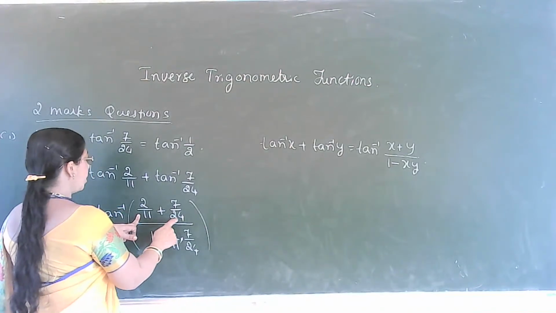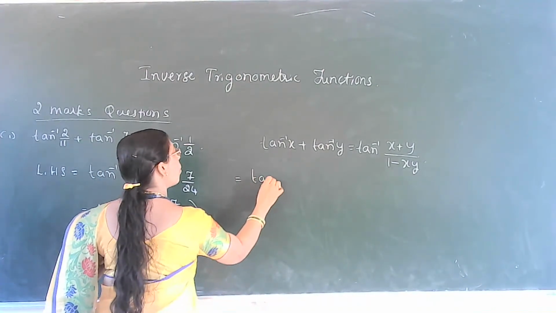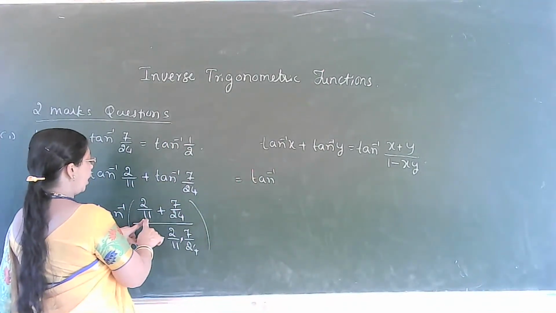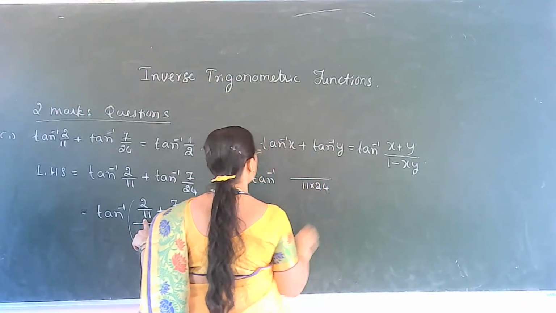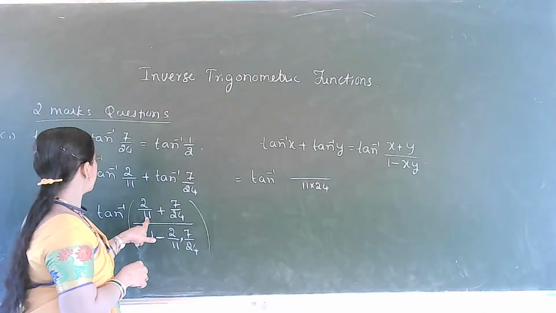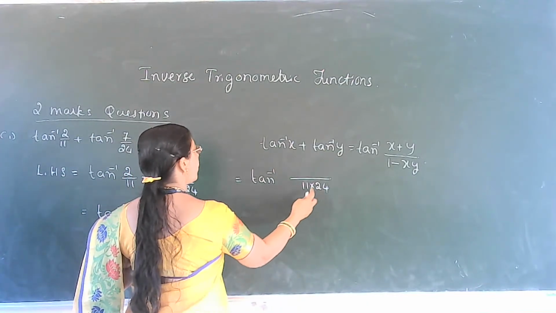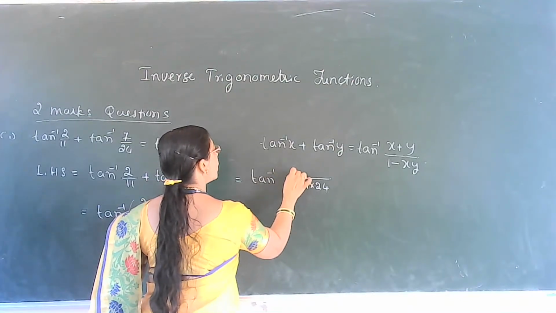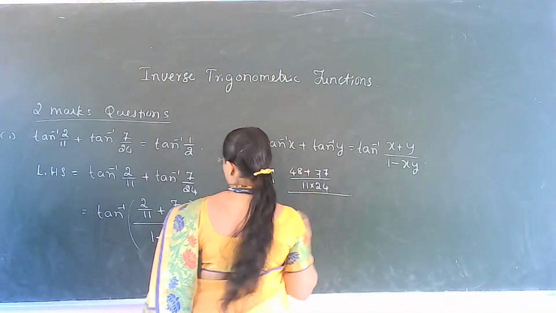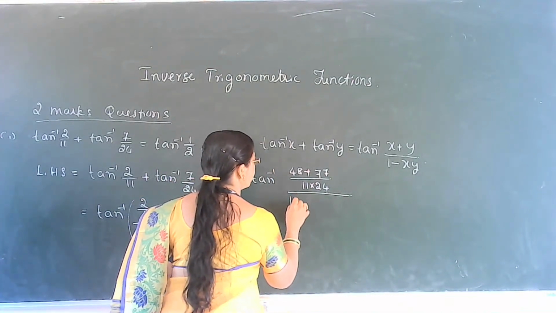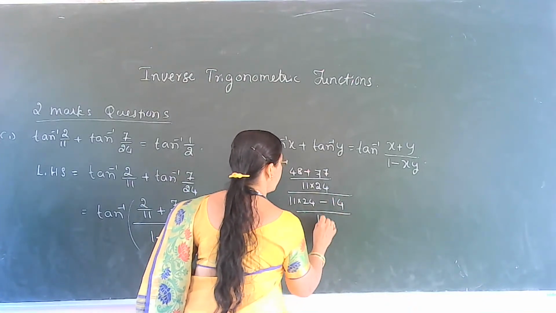By using the simplification method, 2 by 11 plus 7 by 24 is equal to tan inverse of, in the numerator, 11 and 24 are the denominators. Therefore, multiply 11 into 24. 11 divided by 11 by 24, we get 24 into 2, which is 48, plus 11 into 7, which is 77, divided by 11 into 24, minus 7 into 2, 14, divided by 11 into 24.